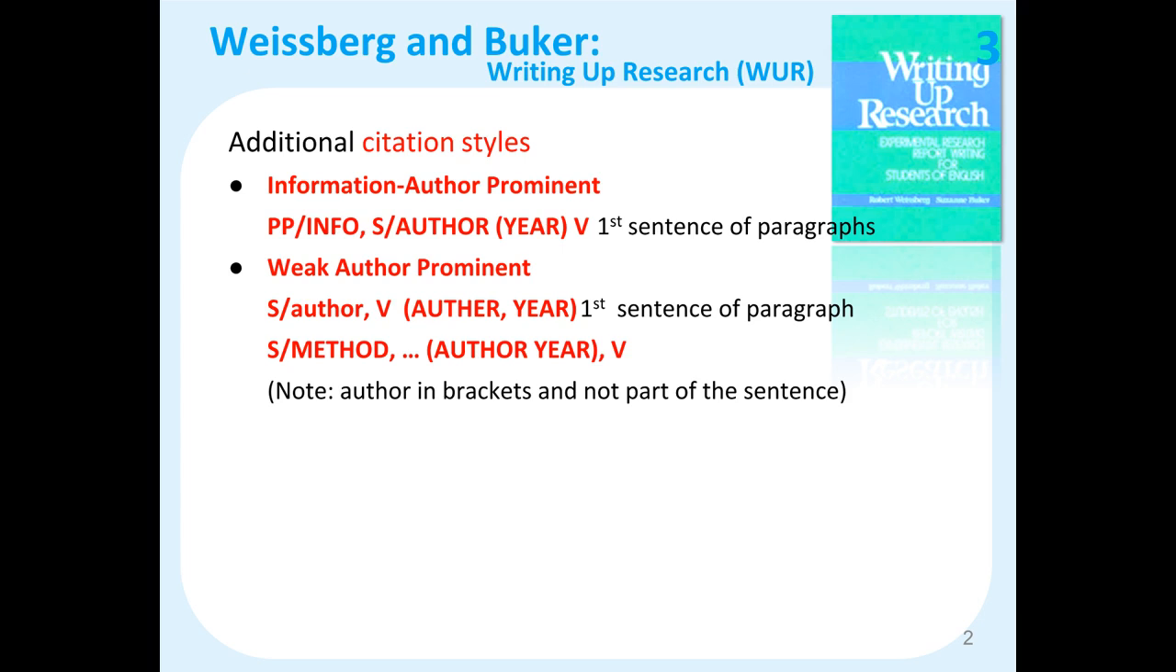The second is weak author prominent. In this case, the author's name or method is part of the sentence, but the citation itself is still in parentheses, separate from the grammar. For example, the algorithm developed by Smith, 2020, improved accuracy. Smith is mentioned, but he isn't the grammatical subject. It's a less direct way to introduce an author's contribution compared to the strong author prominent style.